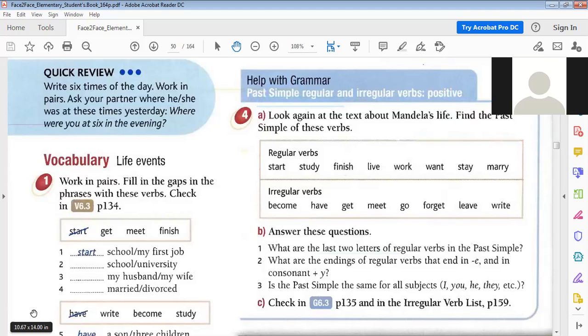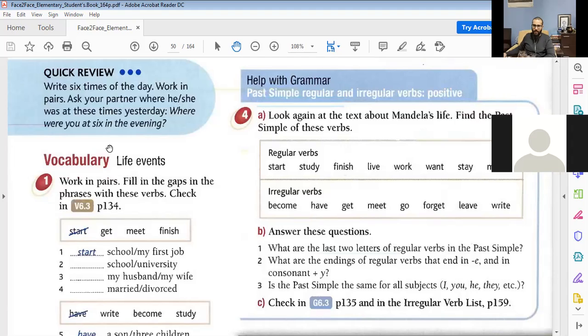The first question says, what are the last two letters of regular verbs in the past simple? So when we change a regular verb, for example, start, we change it to started. What are the last two letters? ED. Correct. So we use ED to change regular verbs in the past simple.